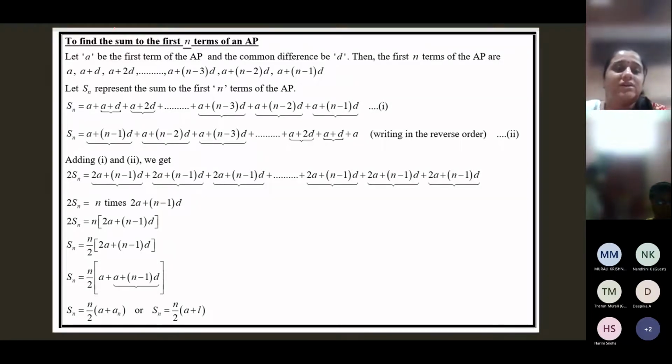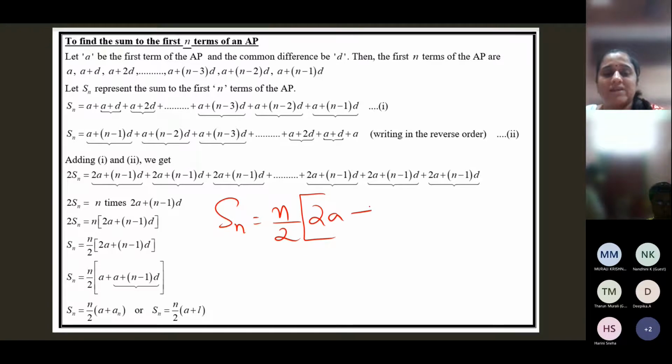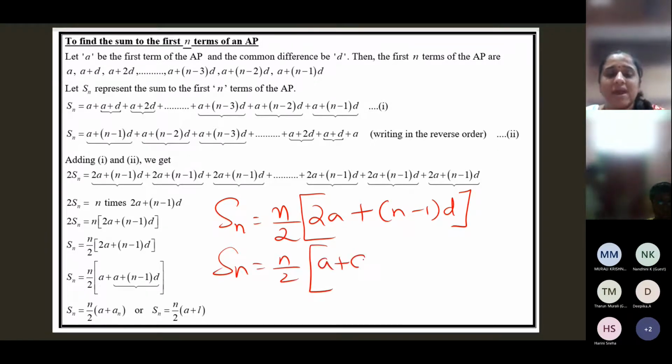Okay, so this formula is to find the sum of the first n terms of the AP: first 10 terms, first 20 terms, first 100 terms, first 500 terms. So what's the formula? Sn is equal to n by 2 of 2a plus n minus 1 into d. Now you can write 2a as a plus a, plus n minus 1 into d.